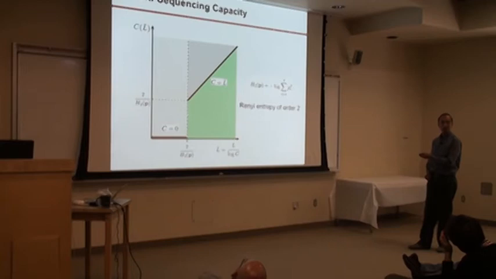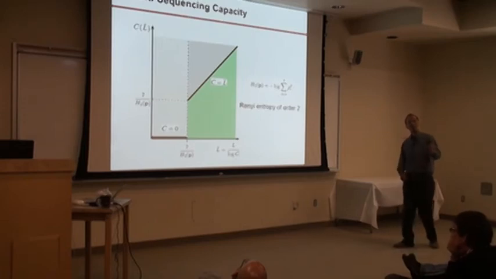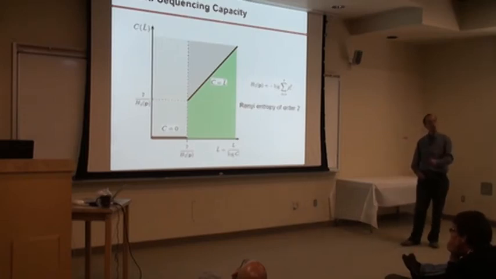In fact, there is no separation here. In other words, the capacity is not a ratio of something that depends on the channel and something that depends on the source. However, the source statistics, at least in the IID case, do enter into the picture in a simple way, only through one number, which is 2 over this number.